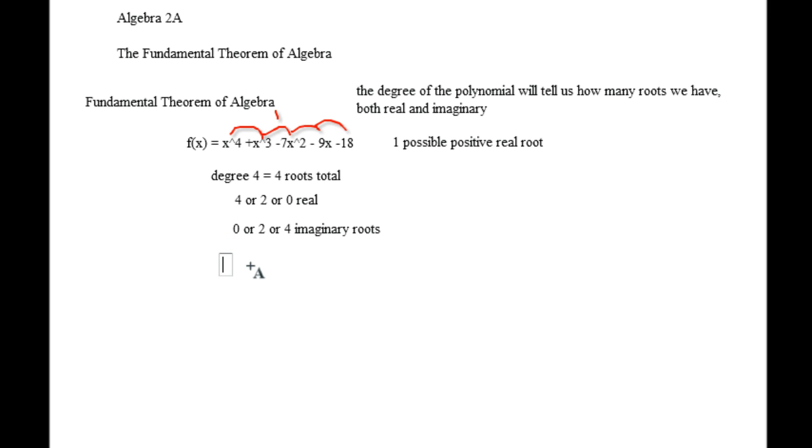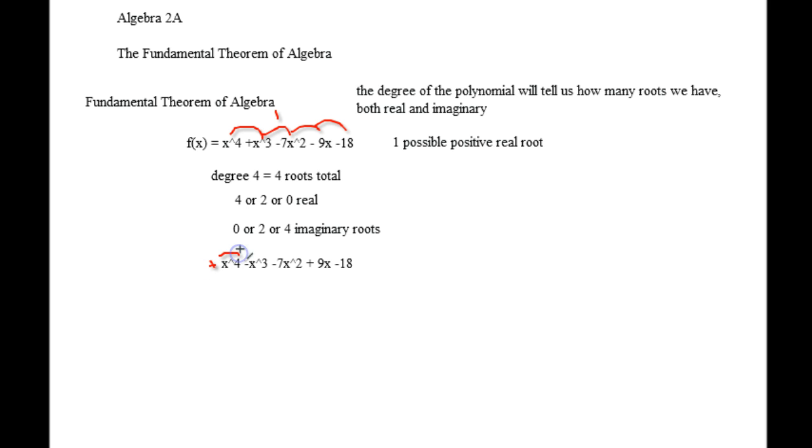Now I'm going to plug in negative x. If I plug in negative x into an even exponent, it's going to stay positive. So this is still x to the 4th. The next one's going to be negative x cubed. The next one's going to stay as negative 7x squared. The next one's going to turn into positive 9x. And the last one's still going to be minus 18. So I plugged in my negative x, and this will tell us how many possible negative real roots.